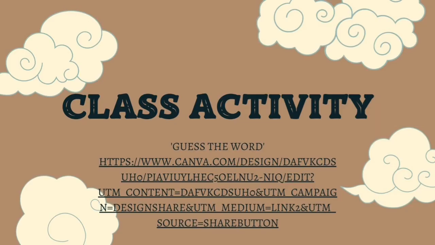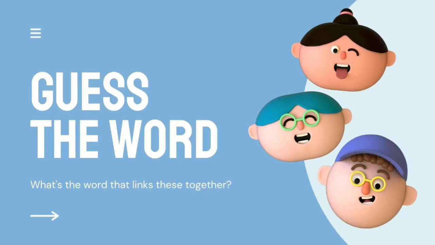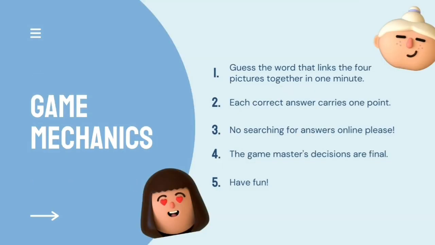Before we jump right into our proper discussion, let's have first our class activity. This activity is entitled Guess the Word. These are the mechanics of this game. First, you have to guess the word that links the four pictures together in 1 minute. Each correct answer carries 1 point, no searching for answers online, and the game master's decisions are final. So let the game begin and have fun.